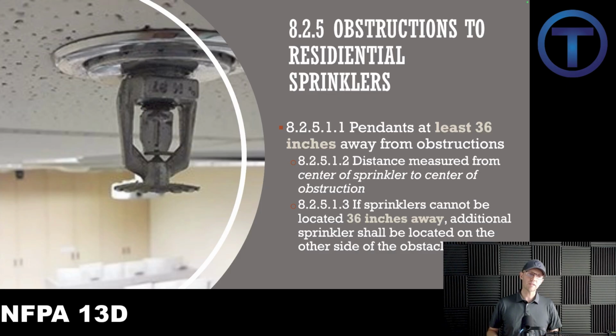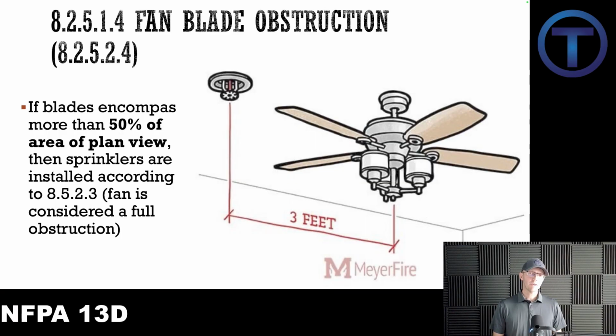8.2.5.1.3 says if sprinklers cannot be located 36 inches away, then an additional sprinkler shall be located on the other side of the obstacle. So you can add another sprinkler if spatially this isn't going to work to keep it 36 inches away from the obstruction. You can put another one on the other side. Let's look at a specific here.